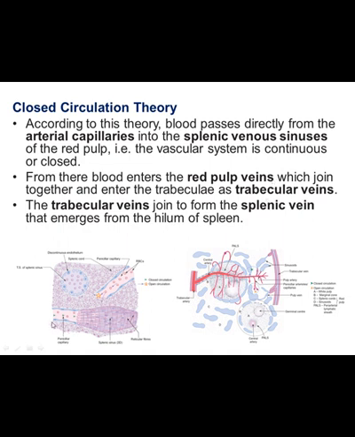Here we can see this penicillar artery which carries blood, and it is directly poured into the splenic sinus. Or in this picture also we can see here. So this is closed circulation. From here, blood enters the red pulp veins, which join together and enter the trabeculae as trabecular veins. This is trabecular vein. The trabecular veins join to form splenic vein, which emerges from the hilum of the spleen.